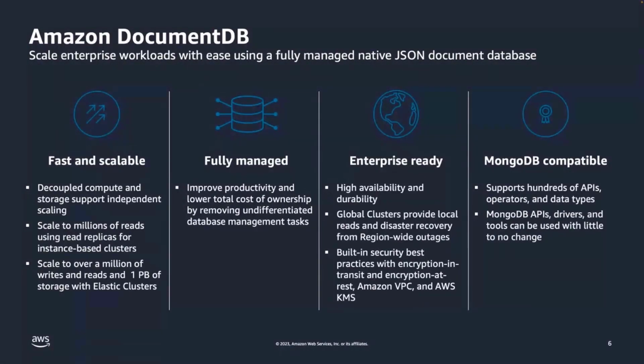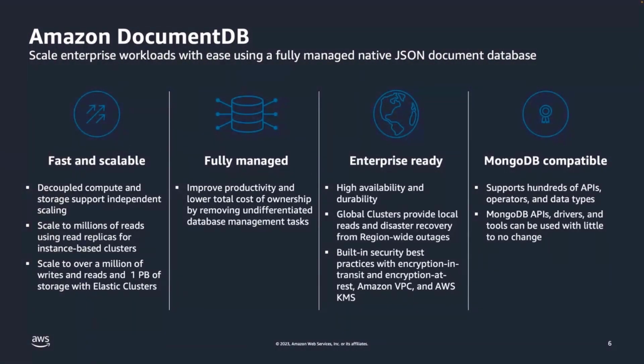Some of the pillars of the Amazon DocumentDB service include, number one, being fast and scalable. An essential design feature of DocumentDB is that it decouples compute and storage, allowing each to scale independently. Because storage and compute are separate, customers can add replicas without putting additional load on the primary instance. This allows you to easily scale out read capacity to millions of requests per second by adding up to 15 low latency read replicas across 3 AWS availability zones in minutes.